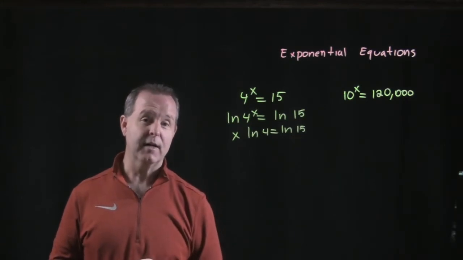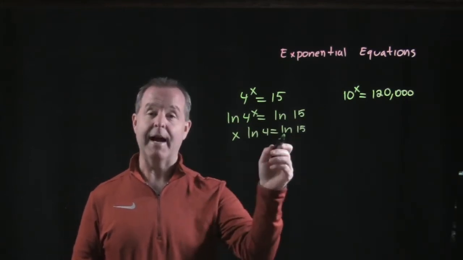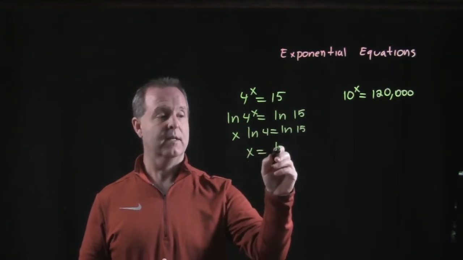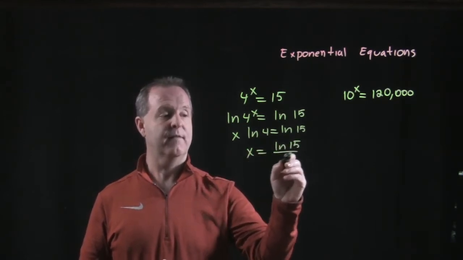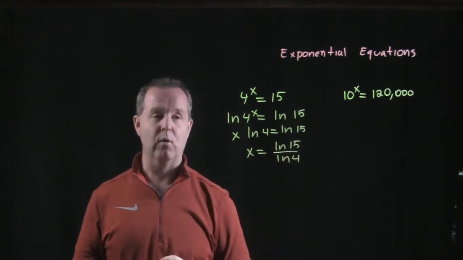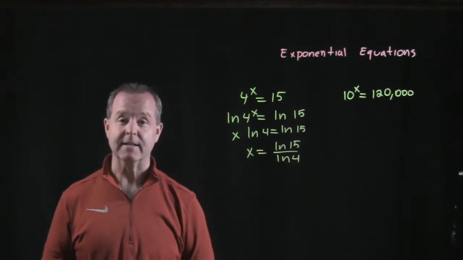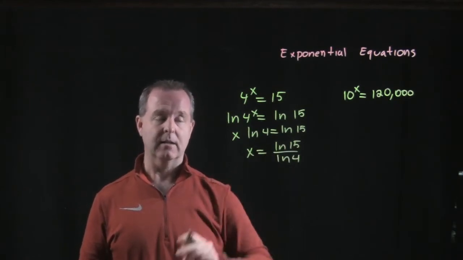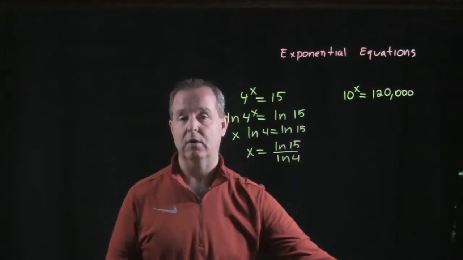How do we isolate the variable? Divide both sides by natural log of 4. So x equals the natural log of 15 divided by the natural log of 4. Kind of slick, isn't it? Now we can solve that. This is an exact answer. Natural log 15 divided by natural log 4.